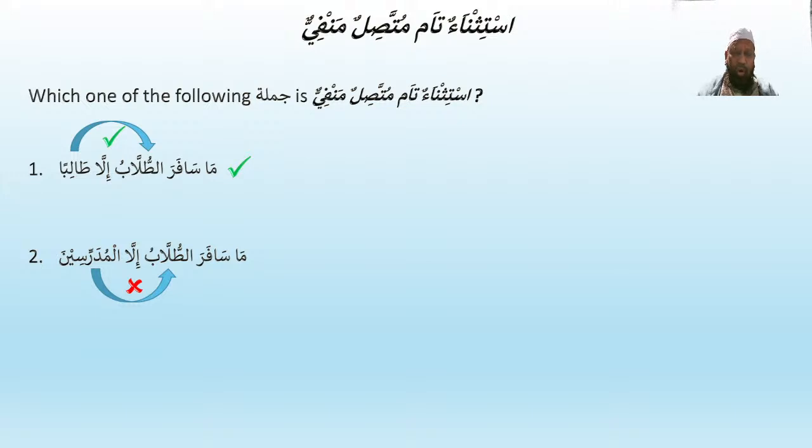So, what about manfi? Is this manfi? Yes, harf nafi is there. But will this jumla be istisna tam muttasil manfi? No. This will be munqati'. It will be munqati' because mudarris, the mustasna, is not part of mustasna minhu.